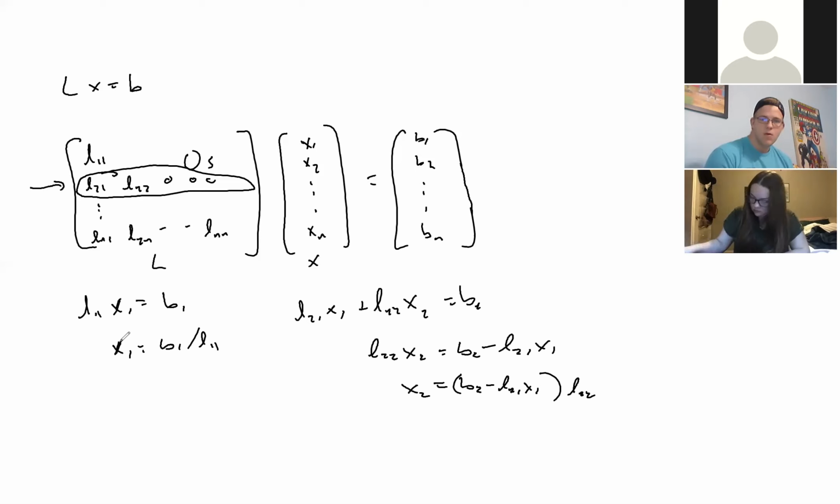So to find x1, wait, is that supposed to be divided by? Divided. So the big idea here is we're trying to figure out the number of operations. To find x1, we did one operation, a division. To find x2, we had to do one multiplication, one subtraction, and a division.